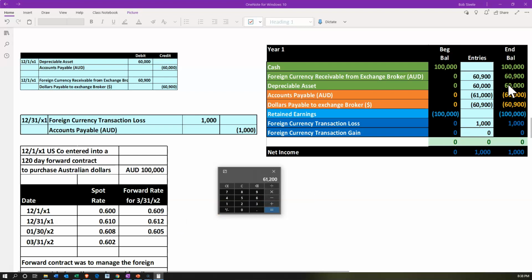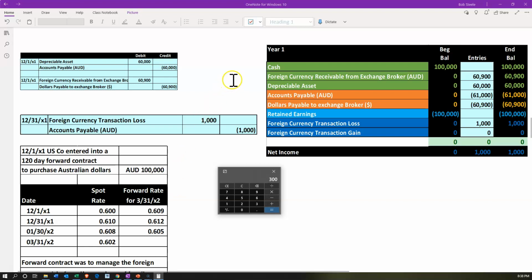So the 61,200 minus the 60,900, that's going to be $300, and that's going to result in a gain. Why? Because this is the predicted rate now. 1 Australian dollar equals 0.609, and now 1 Australian dollar equals 0.612. So 1 Australian dollar equals more US dollars. The Australian dollar once again got stronger, just like it did with the spot rate, which is kind of what you would expect generally with a predicted rate versus the spot rate.